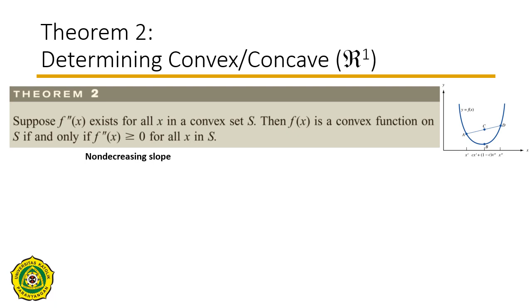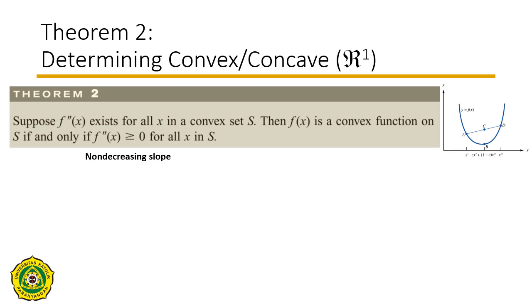Now suppose we cannot draw the function. How do we know if a function is convex or concave? We can use the second derivative of the function to determine whether a function is convex or concave.